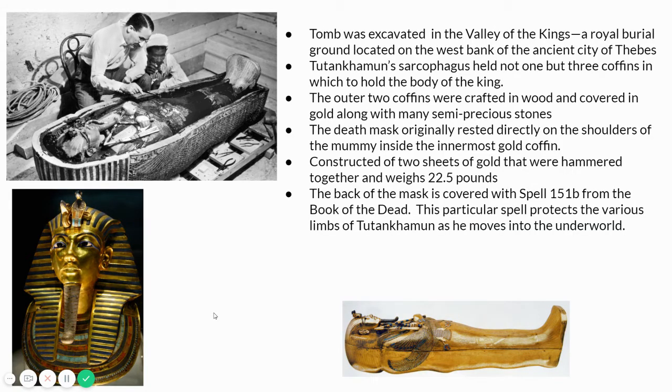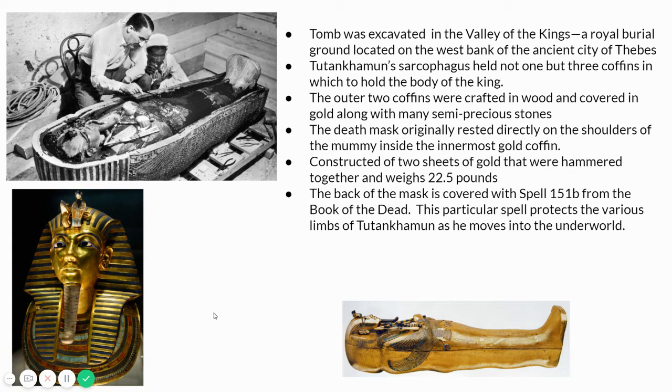So understanding this piece, it's important to know that he was excavated in what is called the Valley of the Kings, which was a royal burial ground located on the west bank of Thebes. And Tutankhamun's sarcophagus was kind of like the Russian dolls, where there was a coffin inside of a coffin, okay? So his sarcophagus, which is like the outermost shell, held three coffins to hold the body of the king.